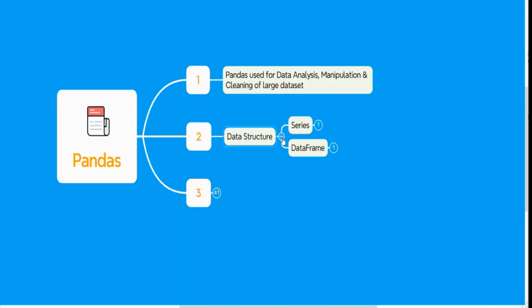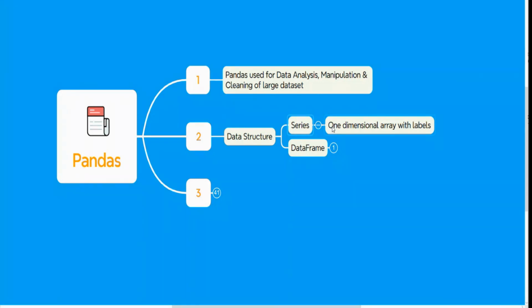So, the data structures of Pandas. In NumPy, we had only one data structure, which is the array. In that array, we can create a single-dimension array, a two-dimension array, or a multi-dimension array. Here in Pandas, we have two data structures: one is Series and the second one is DataFrame. Series is nothing but a one-dimension array with labels.